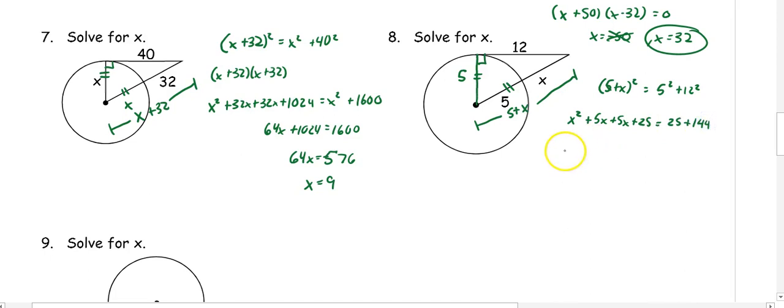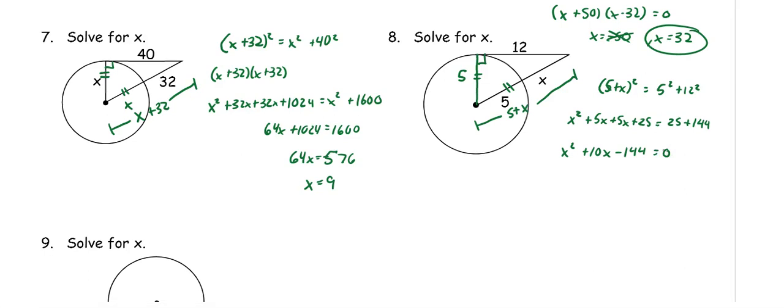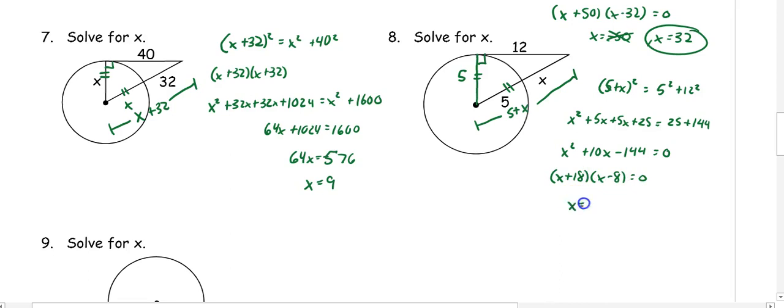We can move everything to the x squared side. So we get x squared plus 10x minus 144 is equal to 0. So we need two numbers that multiply to negative 144 and add to 10. So we'd have x plus 18 and x minus 8 equals 0. When we switch the signs, x is negative 18, which would not work as a solution, and x equals positive 8.